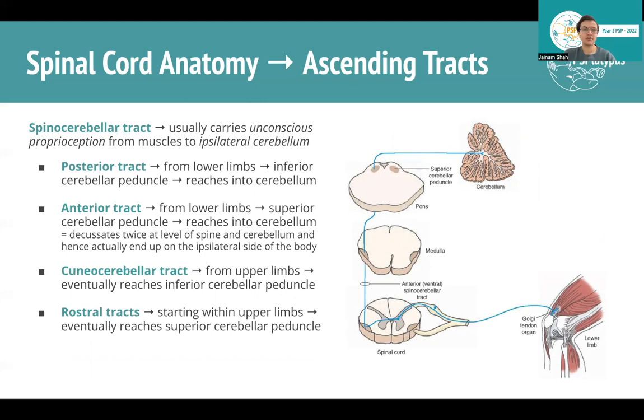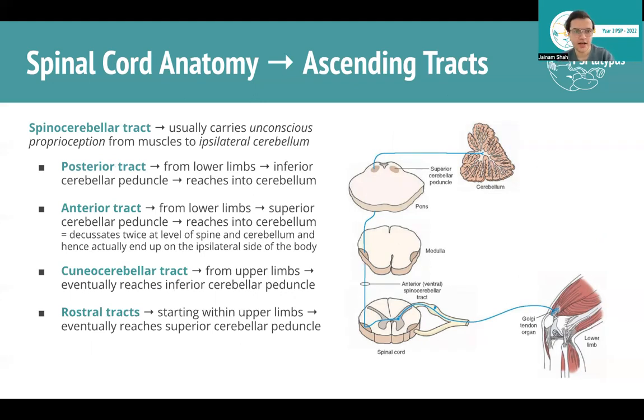So you've got the spinocerebellar tracts, which are mainly responsible for unconscious proprioception from muscles to the ipsilateral cerebellum. In other words, it is responsible for position sense of where the muscles and different limbs and stuff are located. And it ends up on the cerebellum that's on the same side as that particular limb.